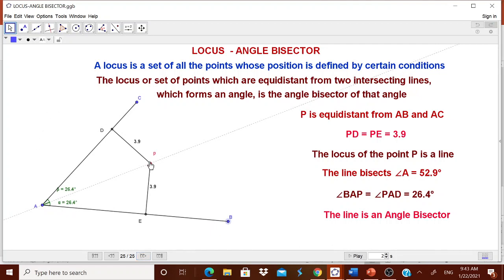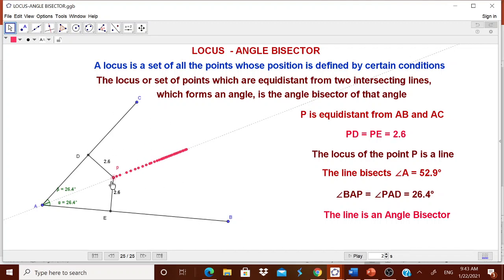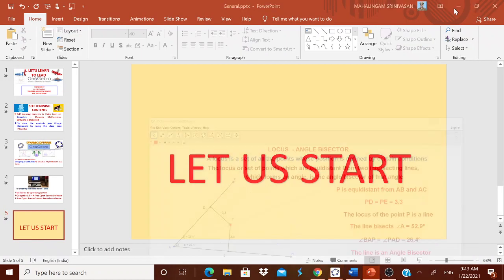Okay, now how to get the locus? You have to move this. For that, you have to go for trace on and then move it. It will form the angle bisector, a line which bisects the angle into two equal parts. Therefore, the locus is an angle bisector. We will try to design this dynamic worksheet from scratch.